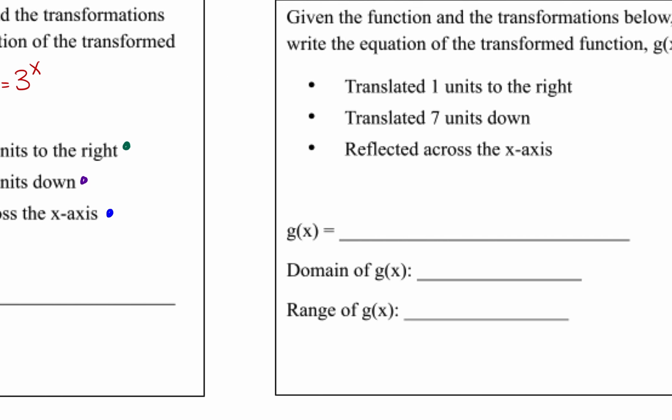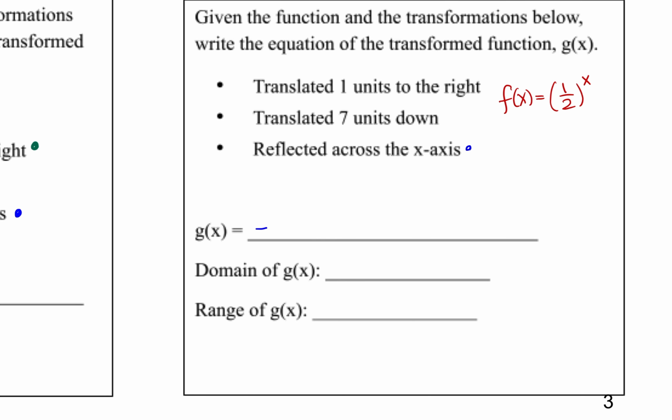For the next question, we're told the same, given the function and the transformations below, write the equation of the transformed function g of x. This is going to be for f of x is equal to 1/2 to the power x. So for this one, I have a negative symbol in the front for the reflection across the x-axis. I keep the same function, 1/2 to the power x. But then it says translated 1 unit to the right, so this is going to be minus 1, and then 7 units down, so this is going to be minus 7 down below.